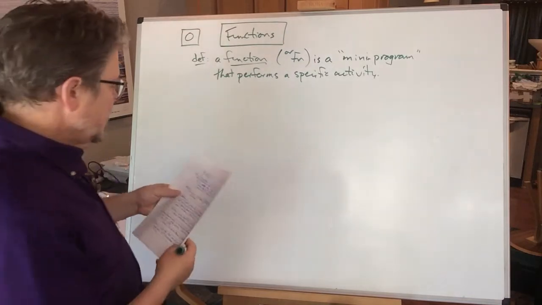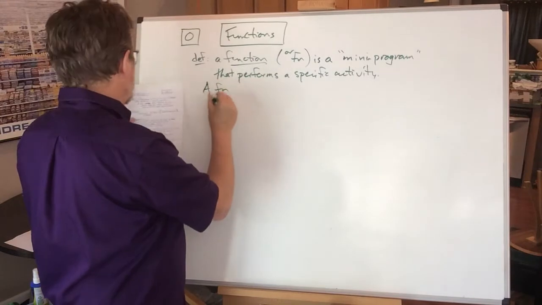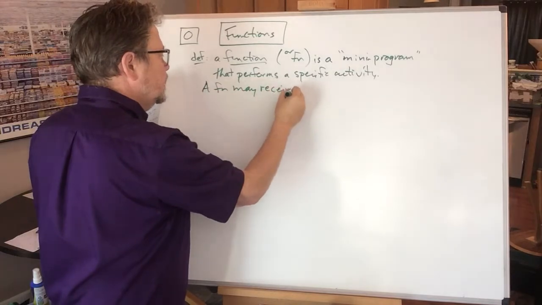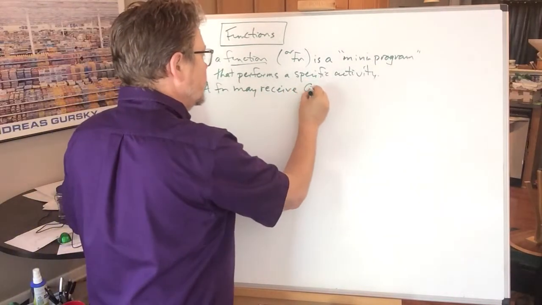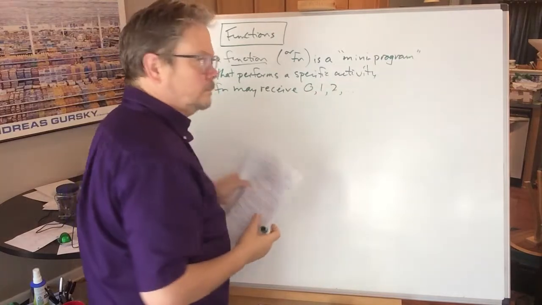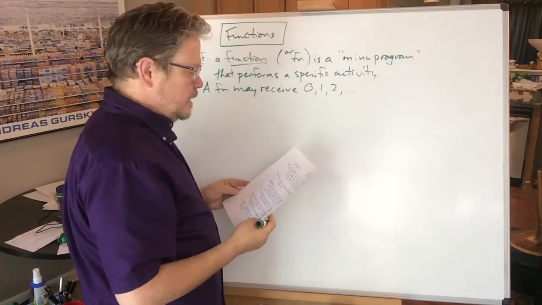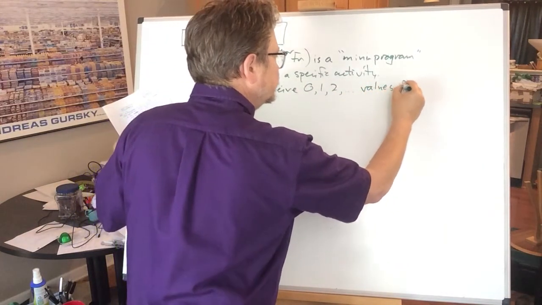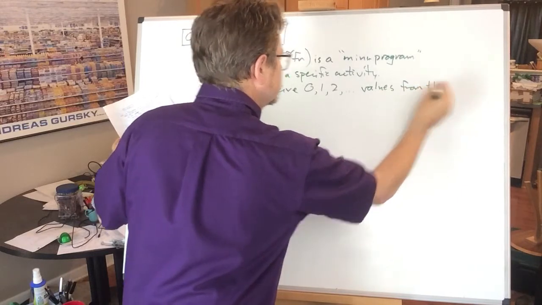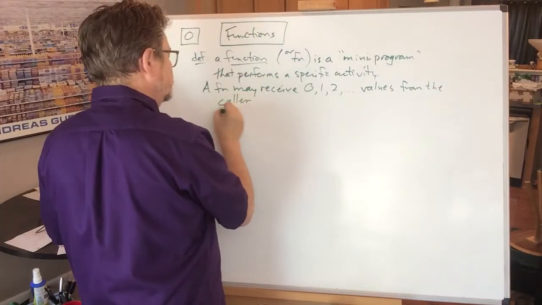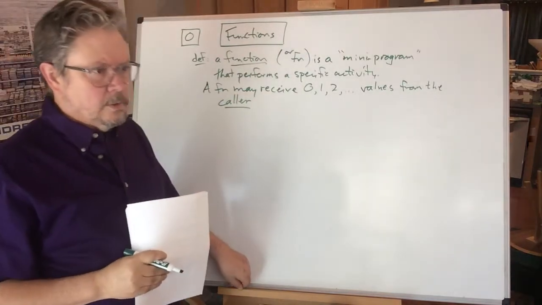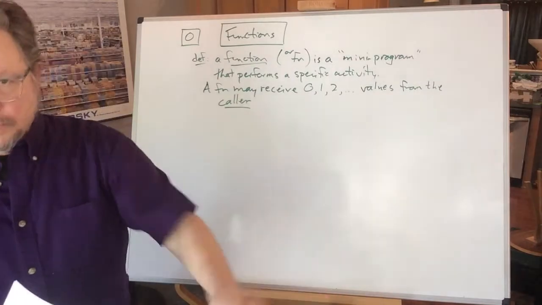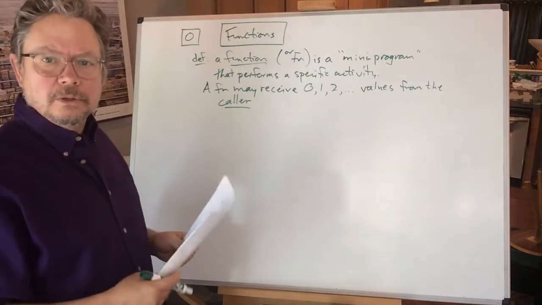A function, moving right along, may receive, R-E-C-E-I-V-E, I before E except after C, may receive 0, 1, 2, dot, dot, dot. In other words, just any non-negative number of values from the caller. I'm underlining caller. That is a technical term that's used. That's whoever tells the function, okay, you're on, do your stuff. You call the function to do that. Function, it's your turn. Do your execution.